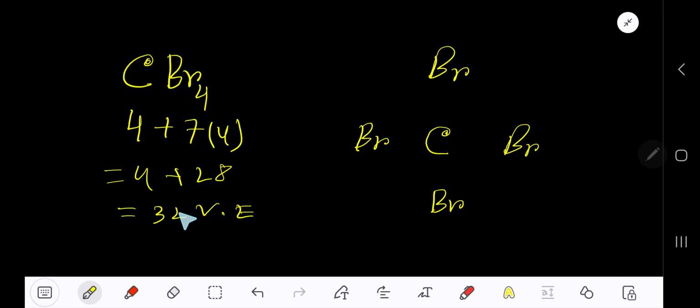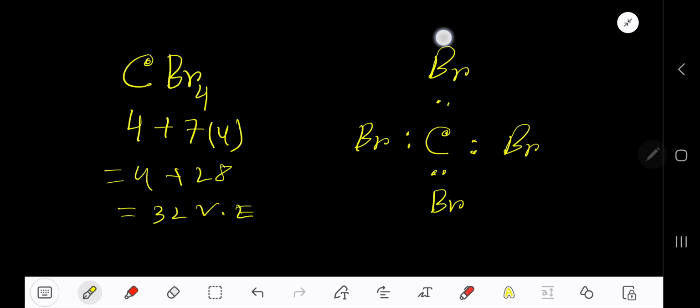These 32 valence electrons have two tasks at the same time. The first task is to connect these 5 atoms together, and the second task is to satisfy the octet for each atom. Let me connect. To connect, just use 2 dots, right? So we have used 2, 4, 6, 8. Then use other valence electrons to satisfy the octet of the outer atoms first.